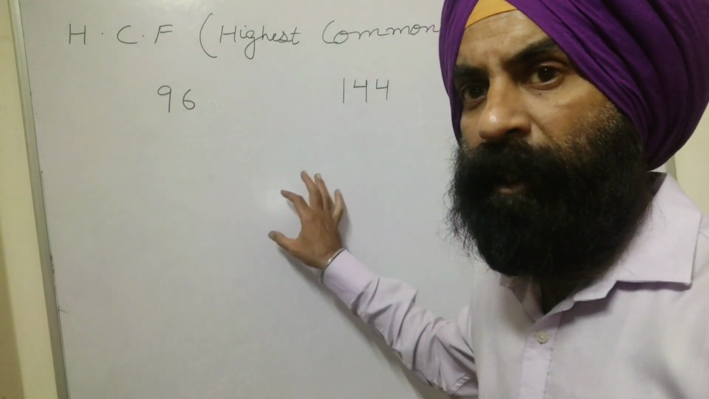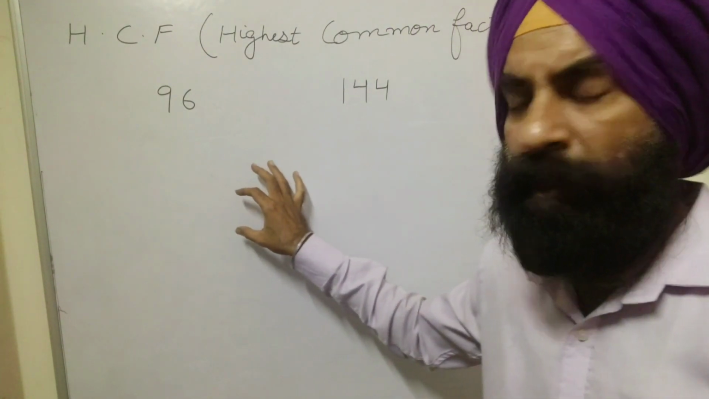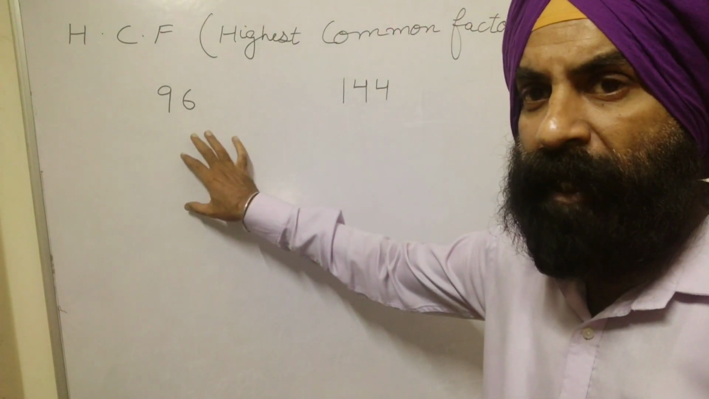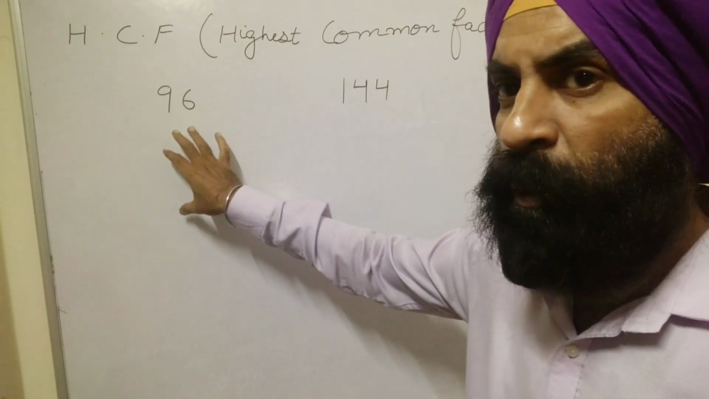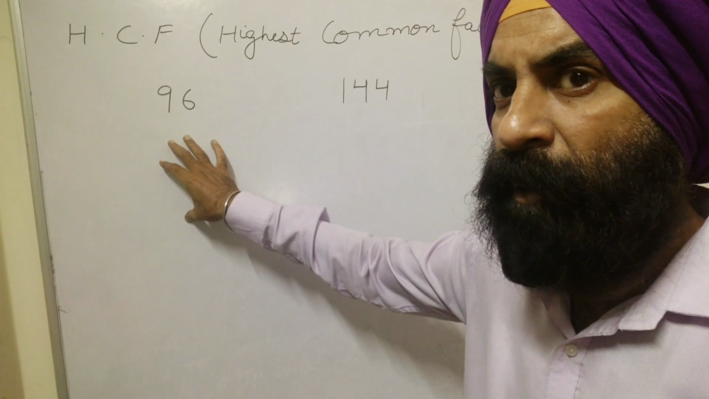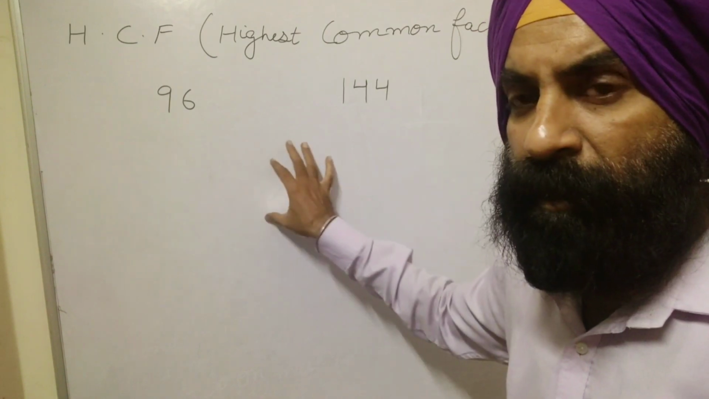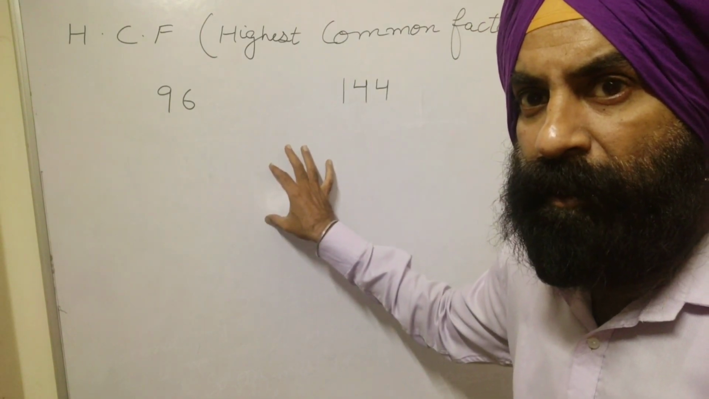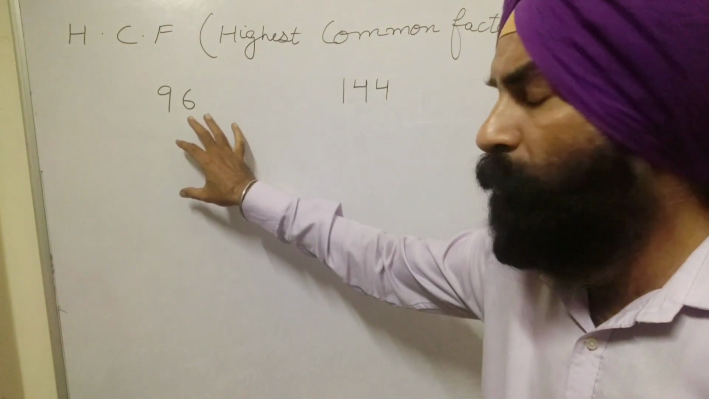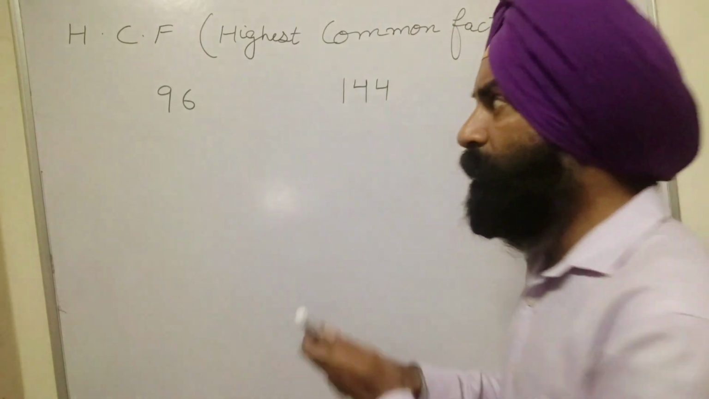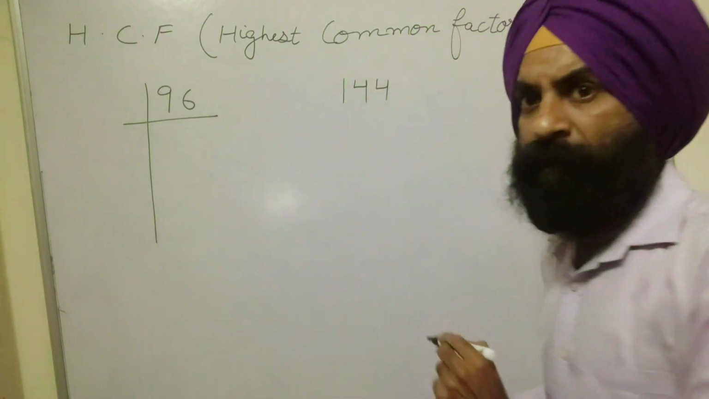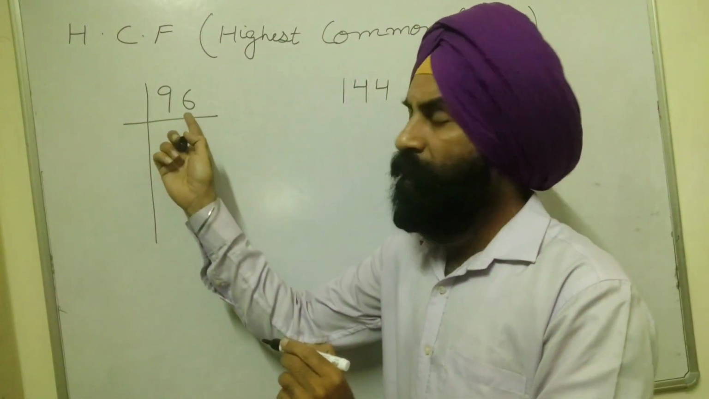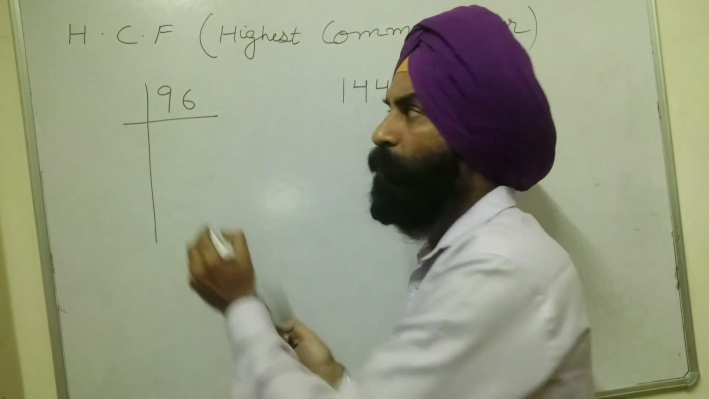So, to understand this, we'll consider two numbers, 96 and 144. We'll try to find the factors of these two numbers using prime factorization. So, prime factorization you know earlier. 96, I'll do the division part here. You know the unit digit is 6, so it is divisible by 2.